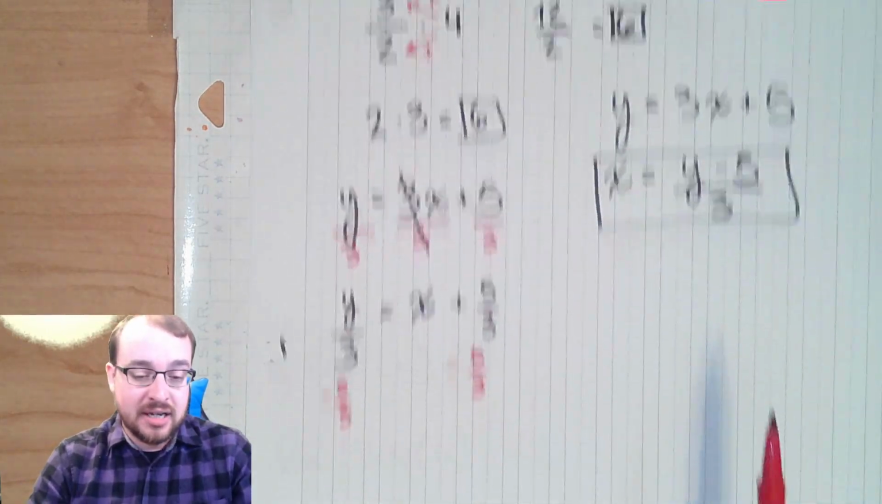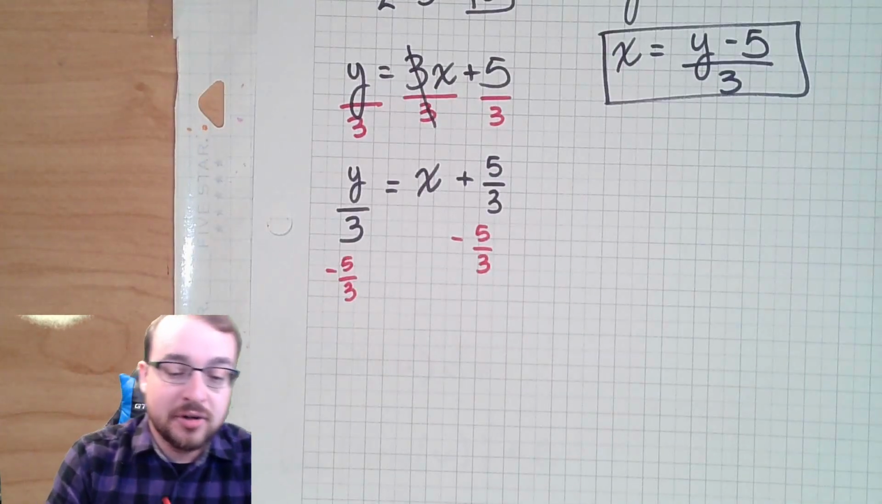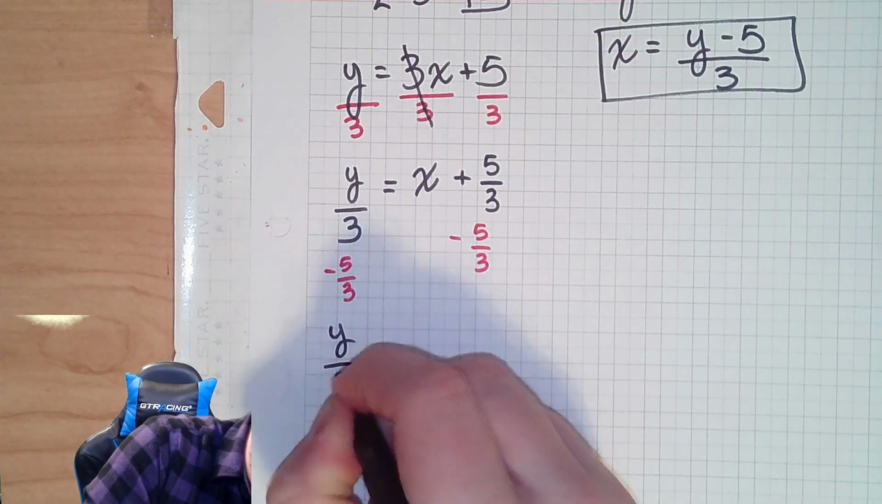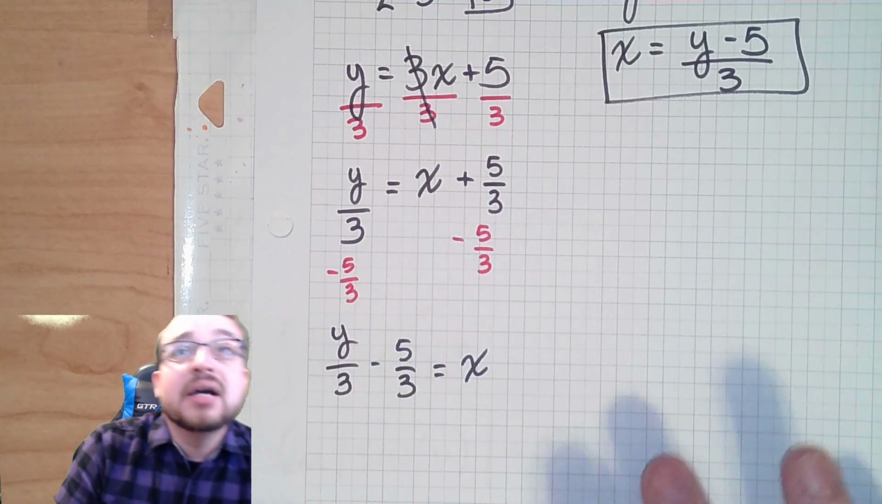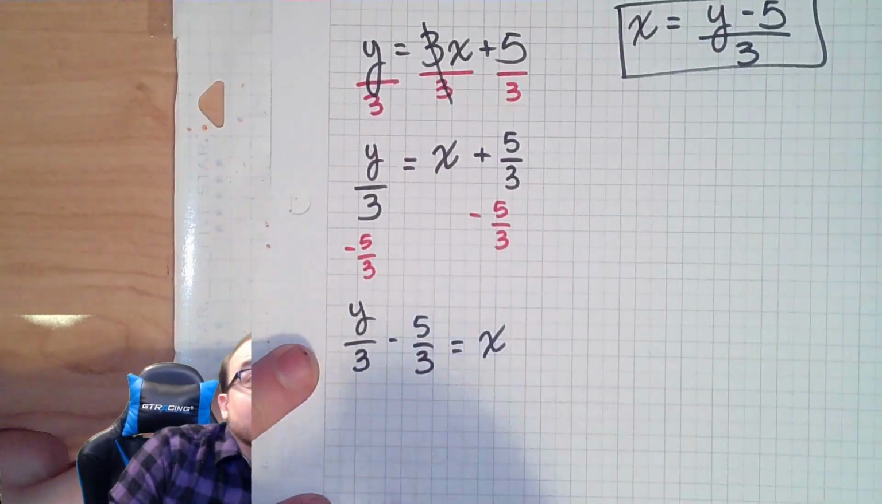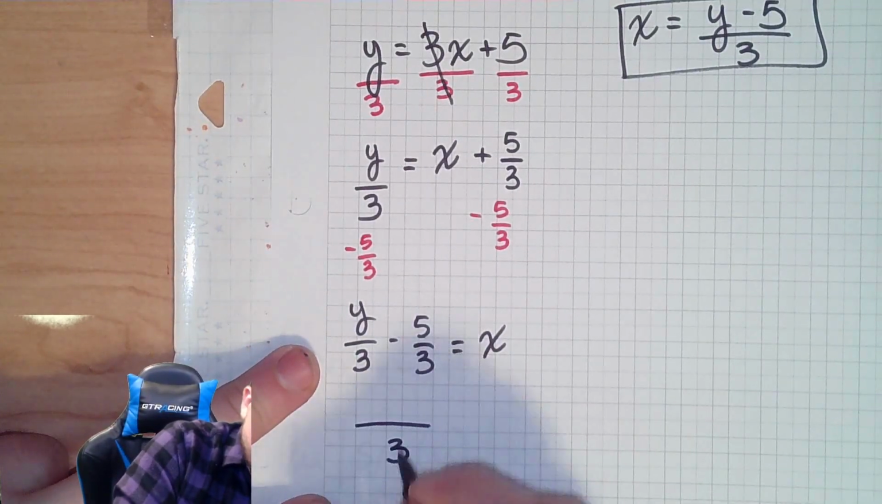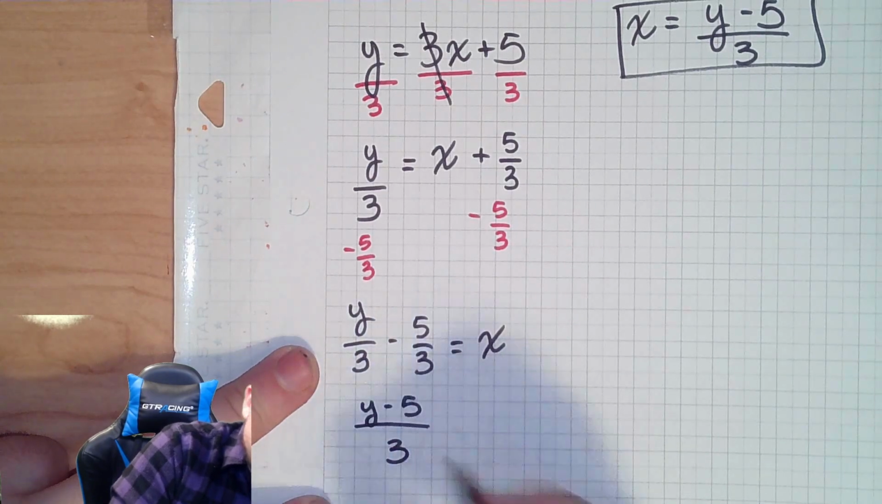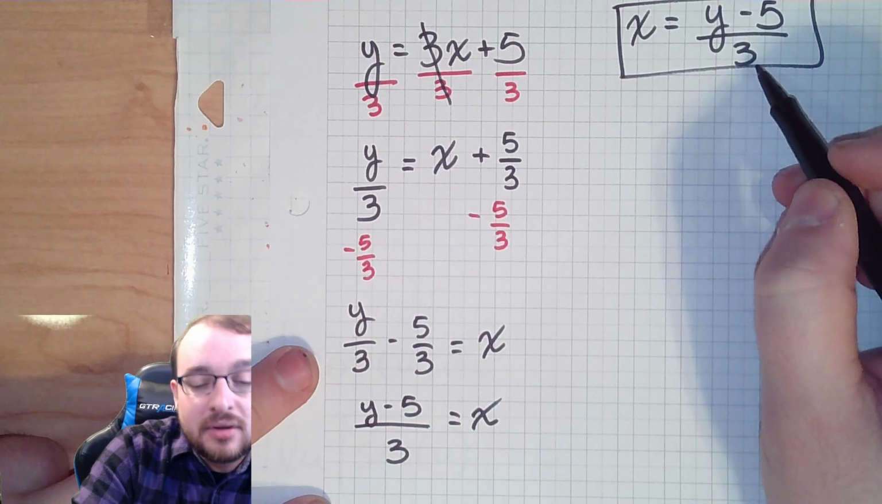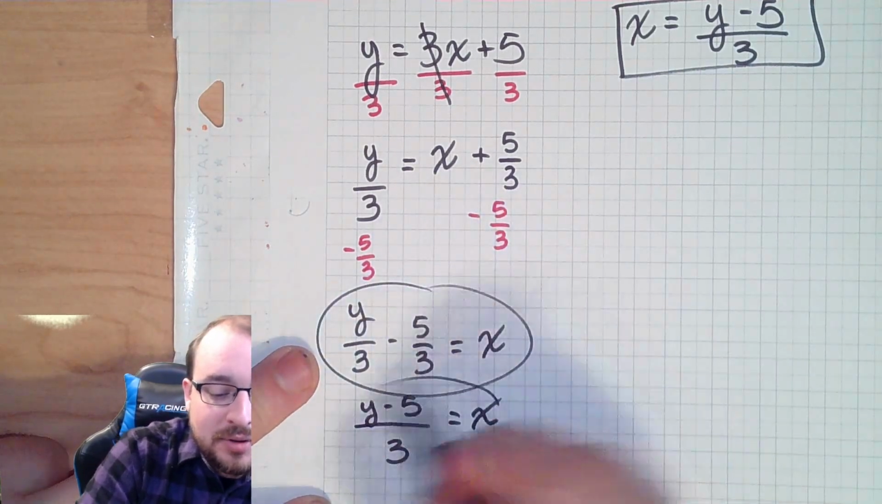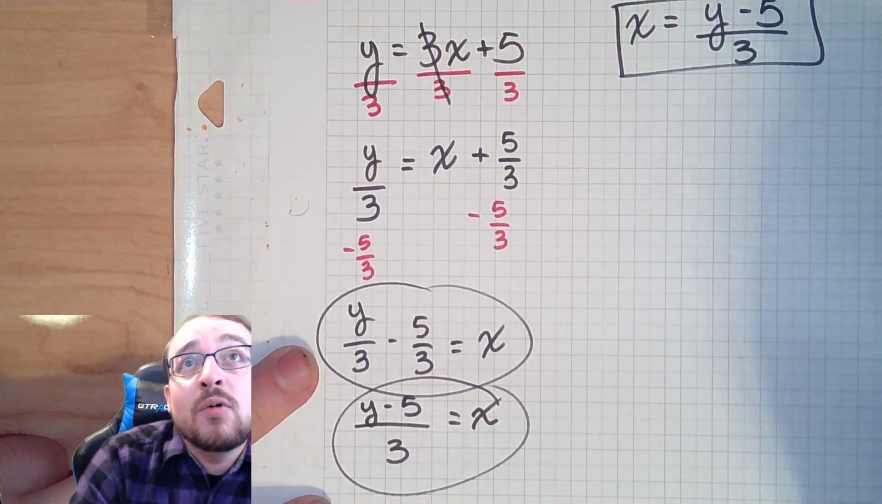This, you just do it to both sides, and you combine like terms. So I get y over 3 minus 5 over 3 equals x. And of course, if you wanted, because these are like terms, they're both thirds, we can combine it to be this, y minus 5 all over 3, which is exactly what we got up here. So any of these are acceptable. These are all x's in terms of y.